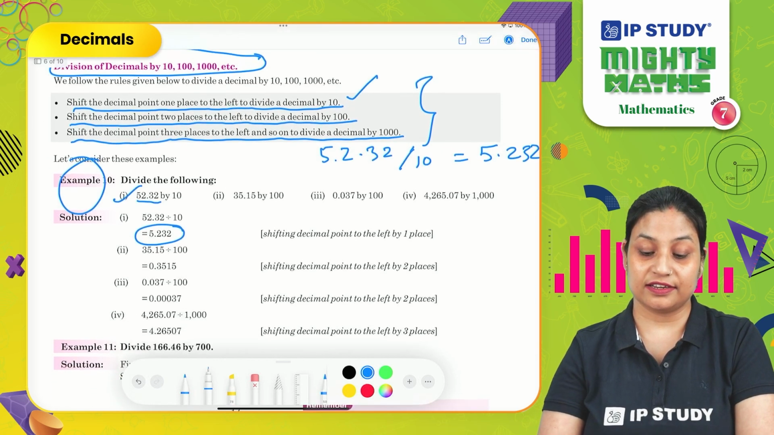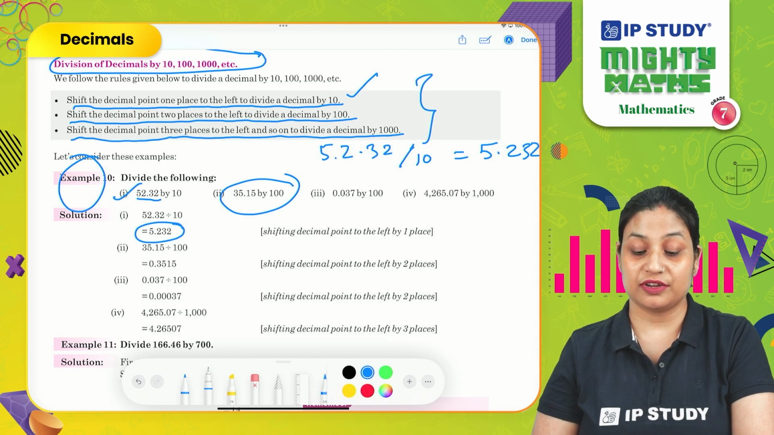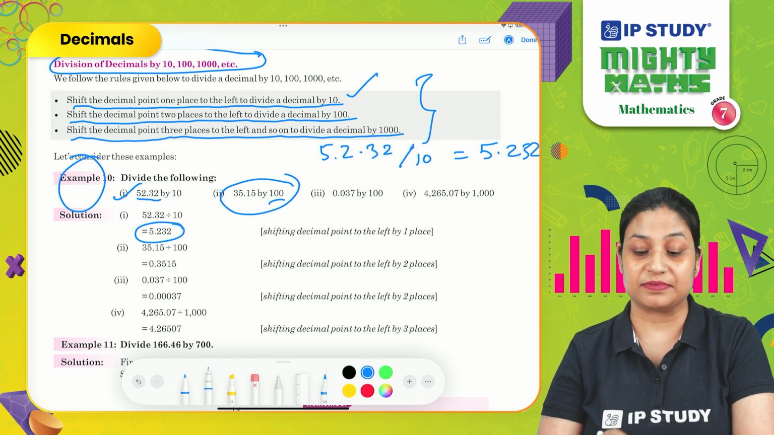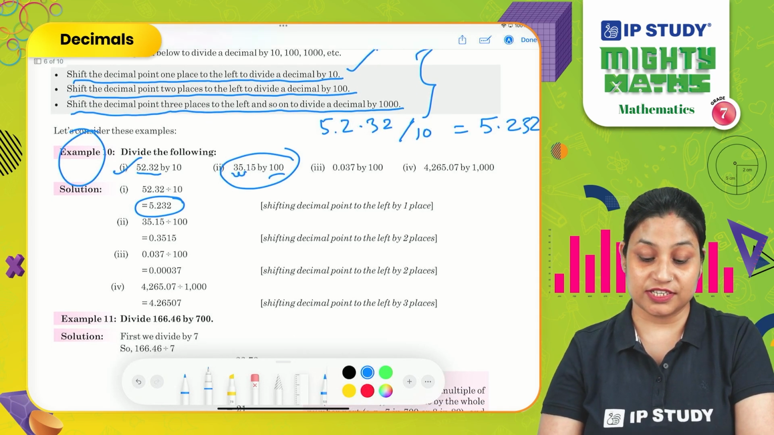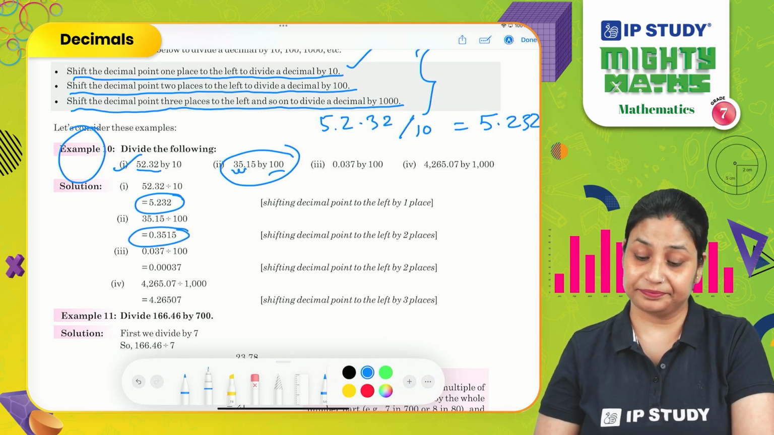Now let's take another example. Here the number is 35.15 and you have to divide it by 100. In this case, how many times do you have to shift the decimal towards the left? 2 times. If you do so, what will you get? You will get 0.3515. This will be your result, right?